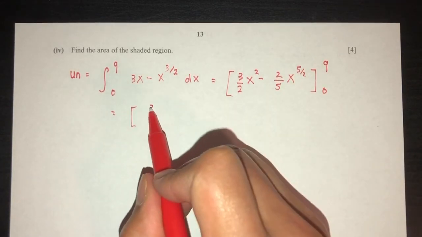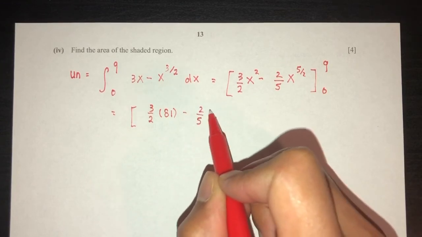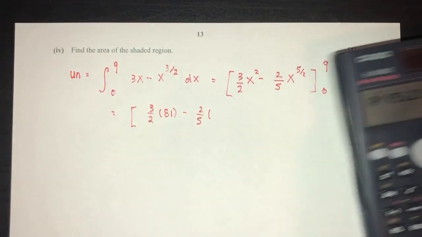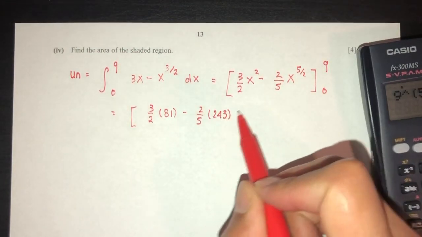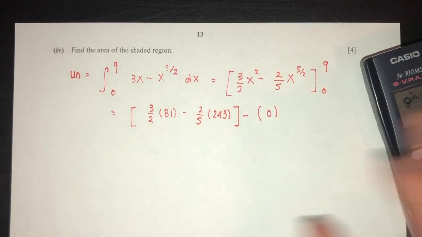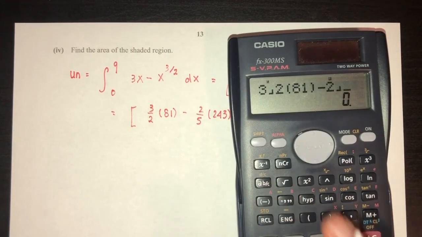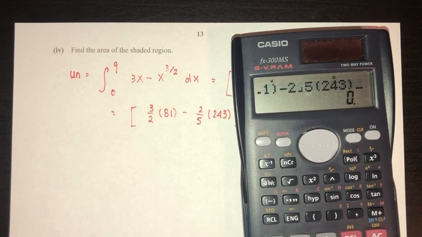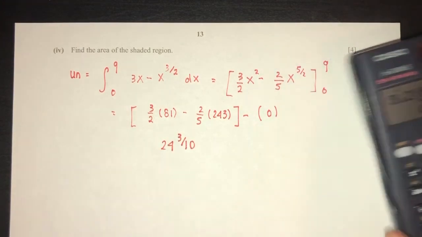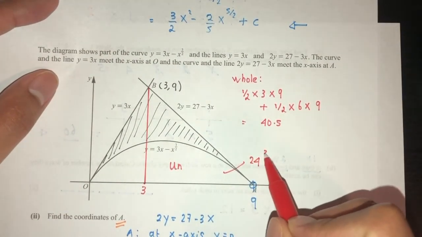That will give you 3/2 times 81 minus 2/5 times 9^(5/2). So what is 9 to the power 5 over 2? That will be 243. And the lower limit, 0, will give 0. Now simplify this: 3/2 times 81 minus 2/5 times 243. That will be 24.3. Now, we know this is 24.3.